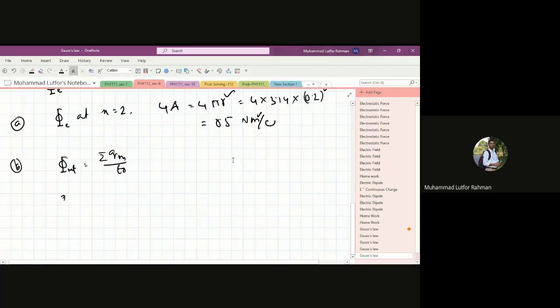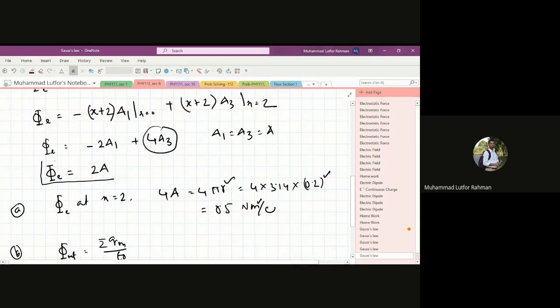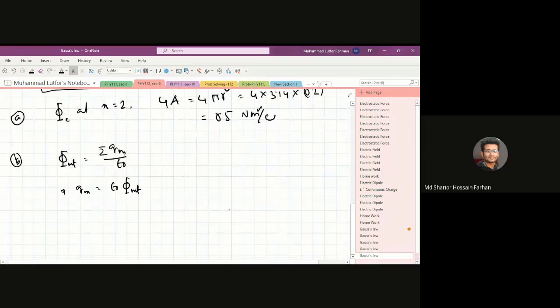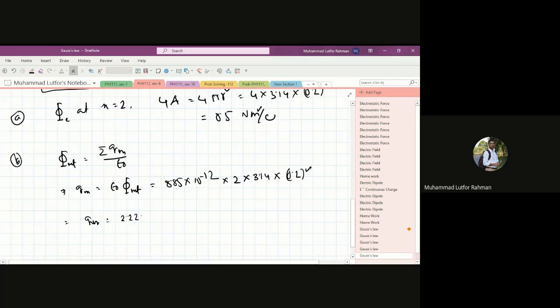Then I can find out this enclosed charge would be epsilon naught into net flux, and net flux হচ্ছে এই যে প্লাস 2a। epsilon naught এর ভ্যালু 8.85 into 10 to the minus 12 আর 2a, sorry, area হবে pi r square, pi is 3.14 into r হচ্ছে 0.2। Then you will find out the Q enclosed would be 2.22 into 10 to the minus 12 coulomb. This will be the answer of this question.